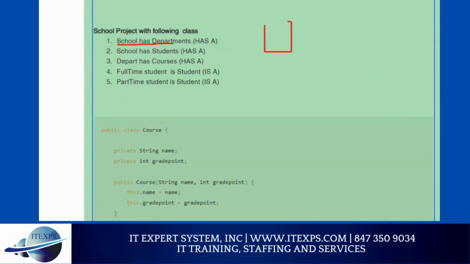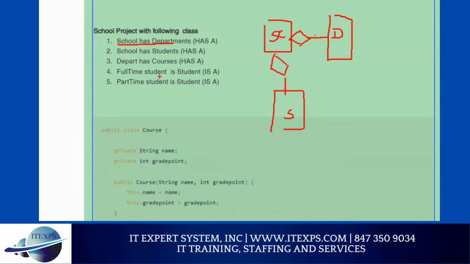So school has a department. I think you already know school has department, means has a, right? School has department. And school has students. So here school has students. So we are doing this way, student. Now full-time student is a student, and part-time student is a student. Do you guys agree? Now these entire things I'm going to create as a class.